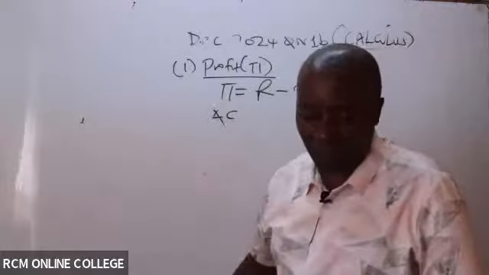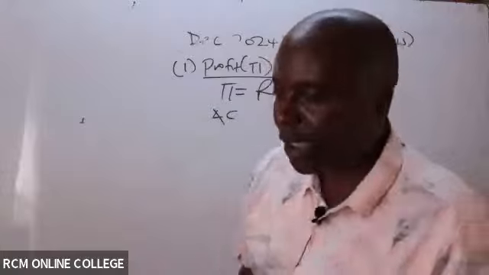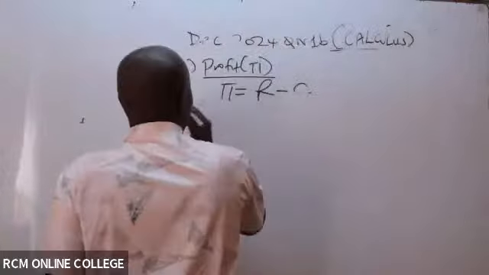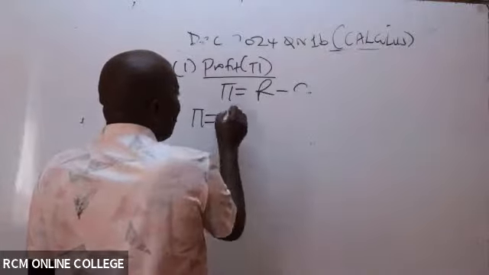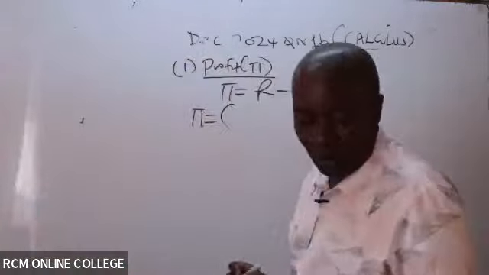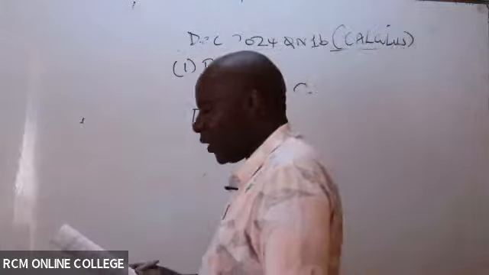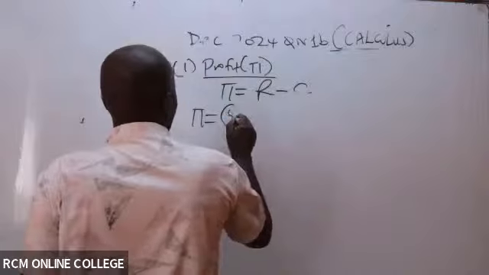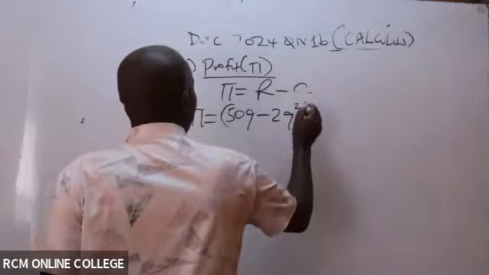The question itself wanted us to formulate the profit function. So let's formulate the profit function. How do we get profit? My profit is revenue minus cost. Is there somebody who is able to remember our revenue function? Yes, we got 50Q minus 2Q squared.